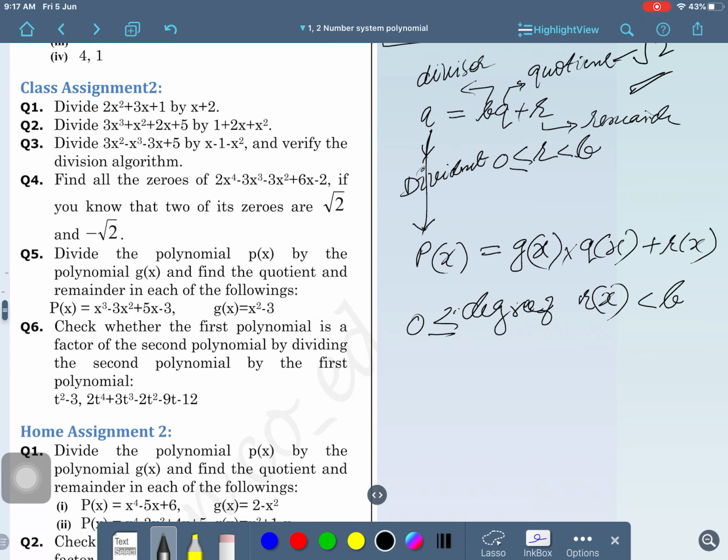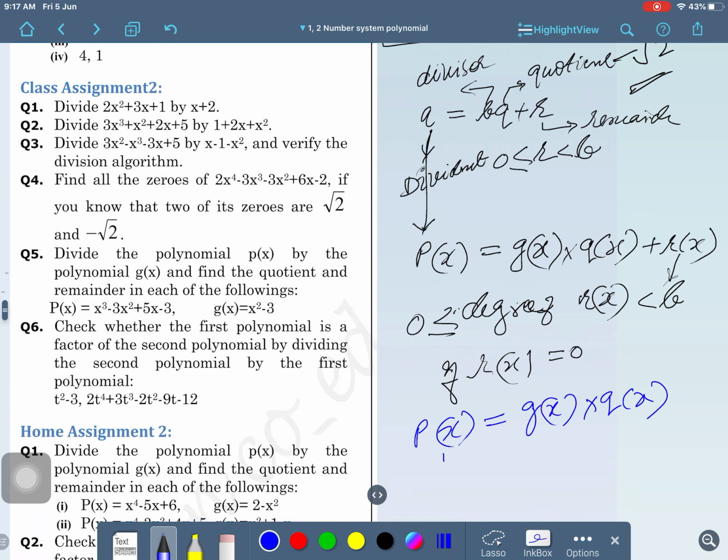Clear? Right now, if R(x) is coming 0 here, then how can we write this? This could be written as p(x) equals g(x) into Q(x). That means p(x) can be broken into g and Q, the two factors together. Is that clear or not? Well, understood?